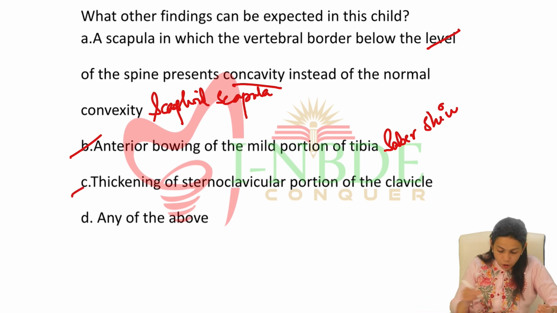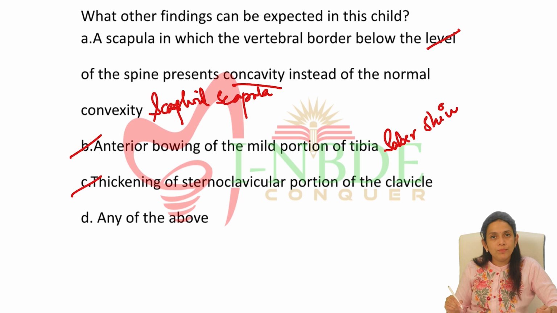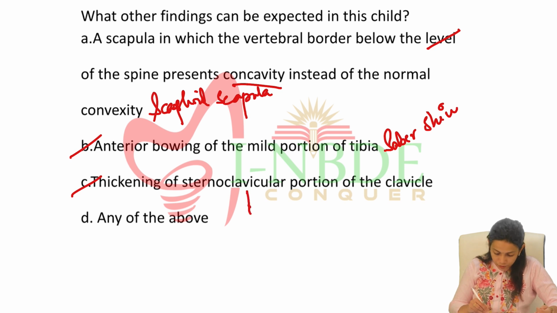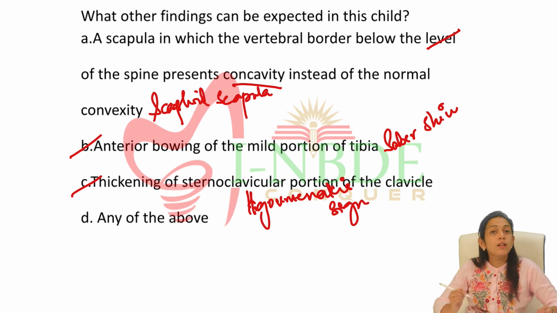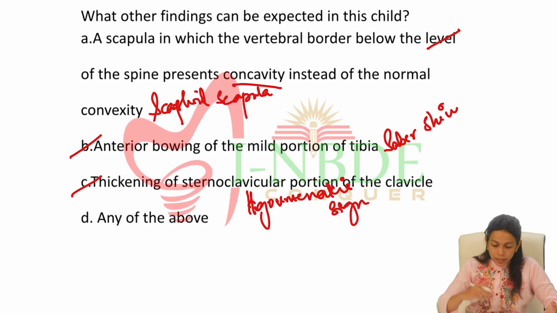Okay. Next, thickening of sternoclavicular portion of the clavicle. Yes, this is Higoumenakis sign. So scaphoid scapula, Saber shin, Higoumenakis sign, saddle nose, okay, rhagades of lip. All these are very, very important features of congenital syphilis. Besides our Hutchinson's triad, these are the very important features of congenital syphilis.